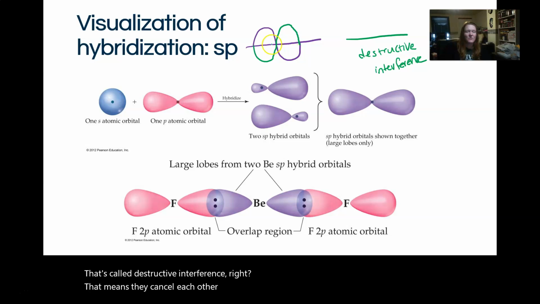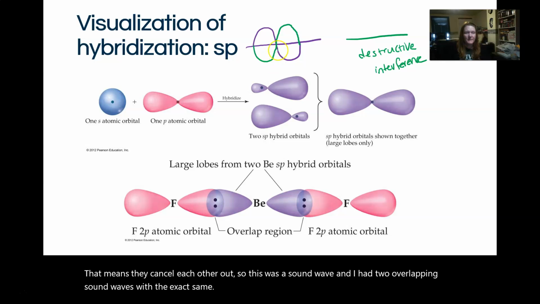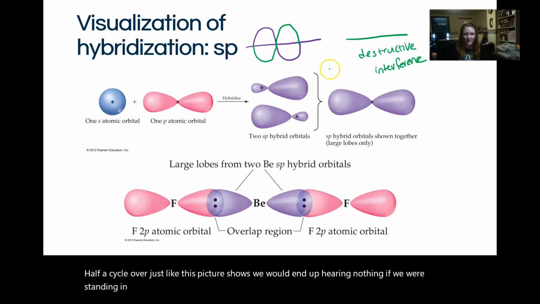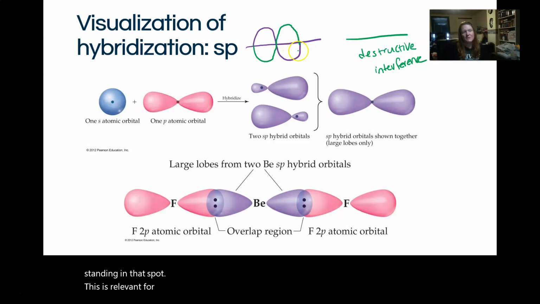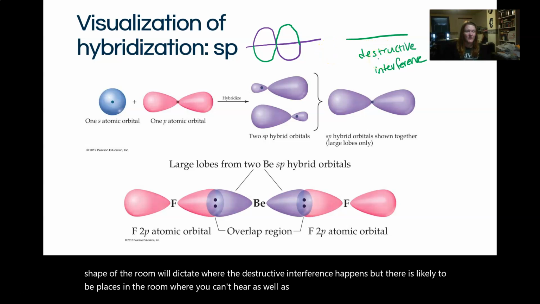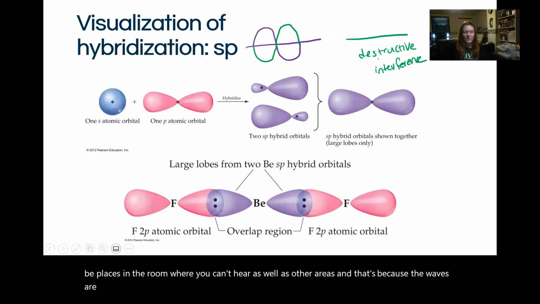So if this was a sound wave and I had two overlapping sound waves with the exact same characteristics but shifted half a cycle over, just like this picture shows, we would end up hearing nothing if we were standing in that spot. This is relevant for those of us who have ever tried to make surround sound in a home. The shape of the room will dictate where the destructive interference happens, but there is likely to be places in the room where you can't hear as well as other areas, and that's because the waves are overlapping in such a way that they cancel each other out.